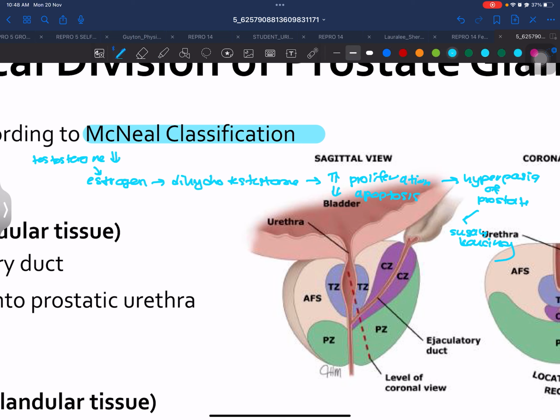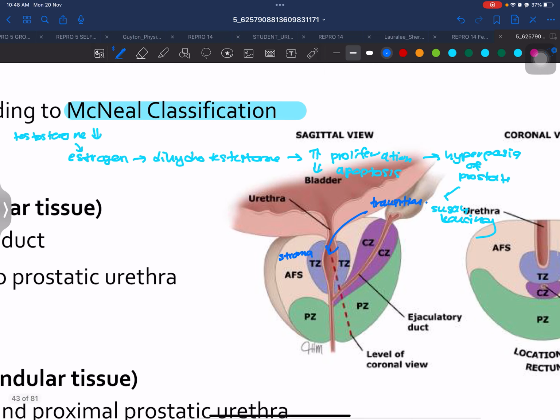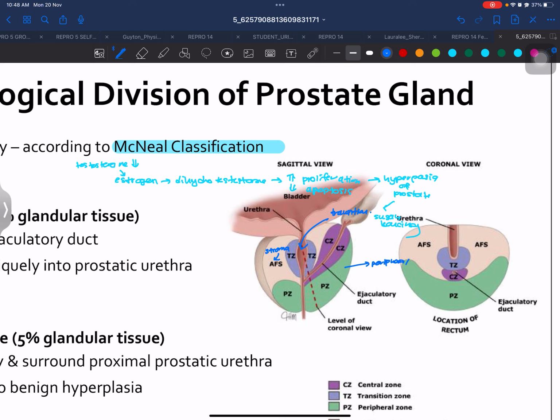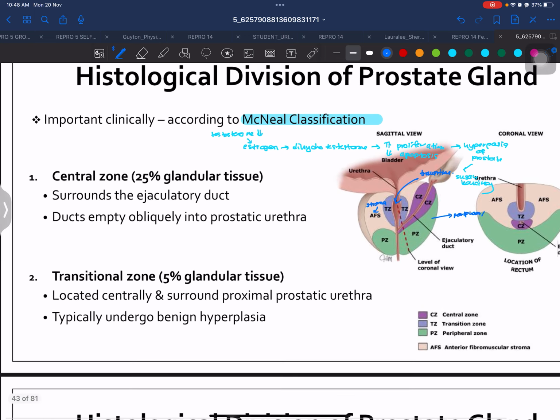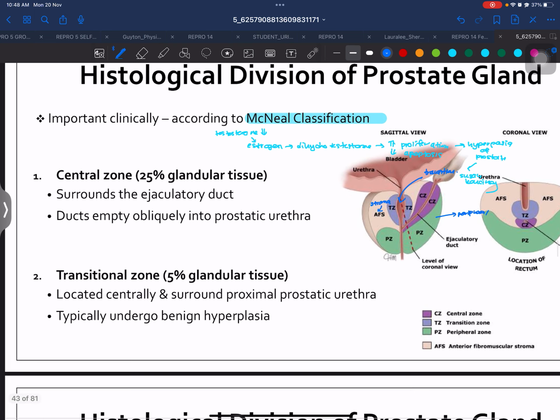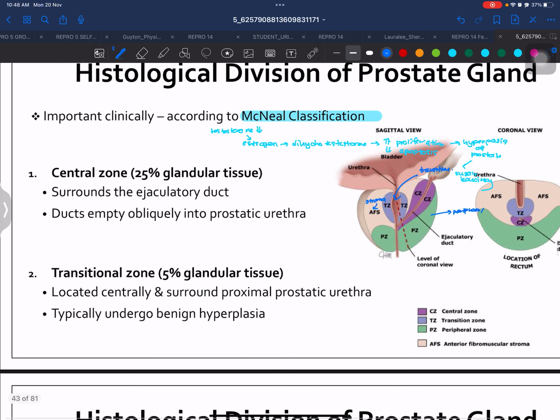Okay, so the central zone, the CZ, the purple colors. It has 25% glandular tissue. Usually these surround the ejaculatory duct. The transition zone, the blue colors, consists of 5% glandular tissue. It's located centrally and surrounding the proximal urethra, and this is the area where the cells transform into hyperplasia.